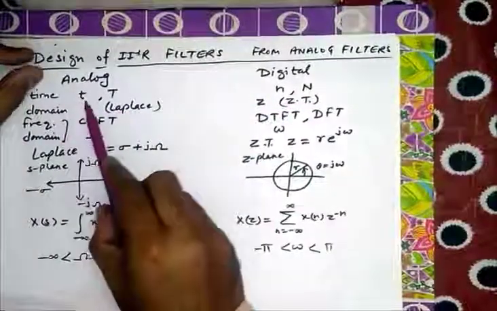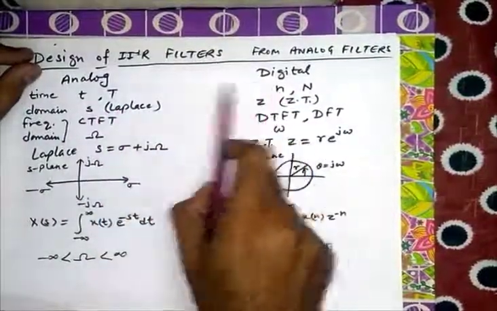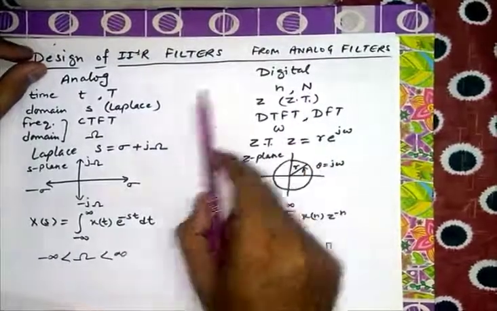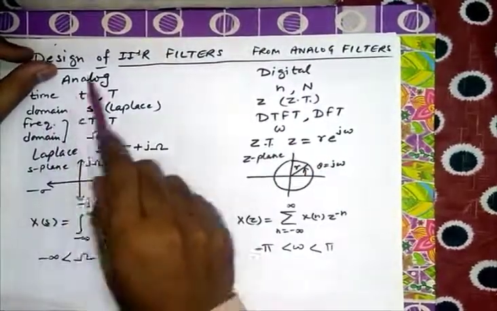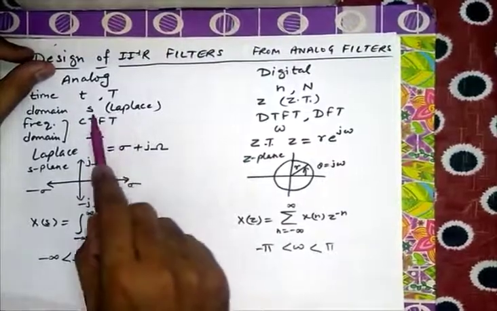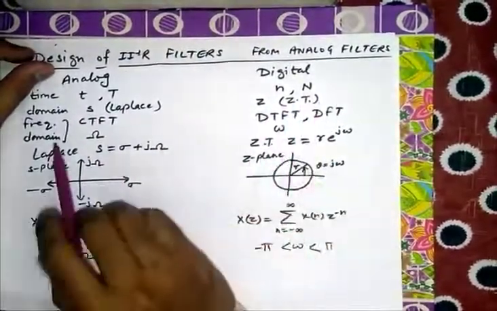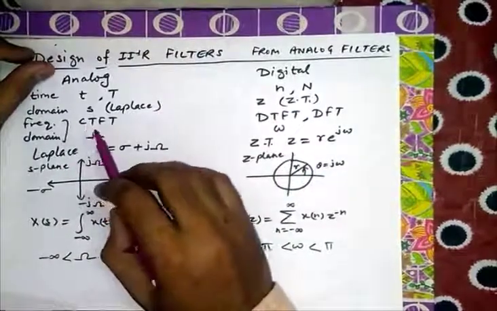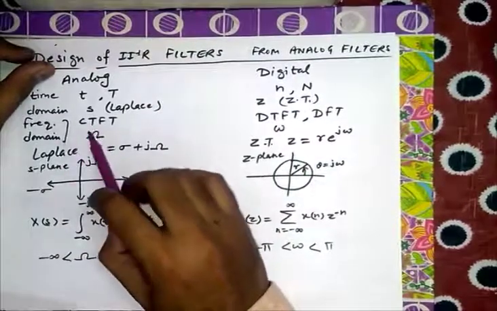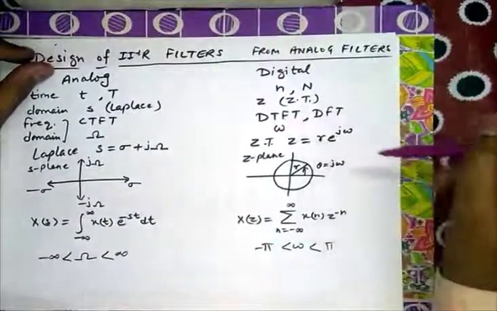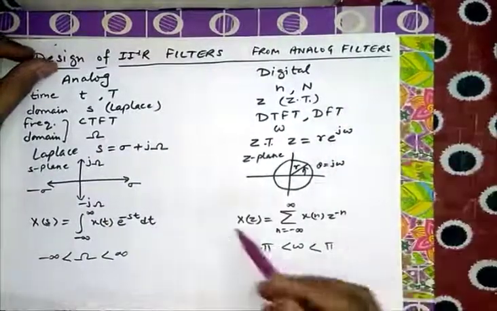That is time shown by capital T in the analog domain, and small n for the digital domain. The analog domain is studied in the Laplace domain, the S domain. The digital domain is studied in the Z domain. Similarly, for the frequency domain, here we use the continuous time Fourier transform, and here we use the discrete time Fourier transform or discrete Fourier transform.